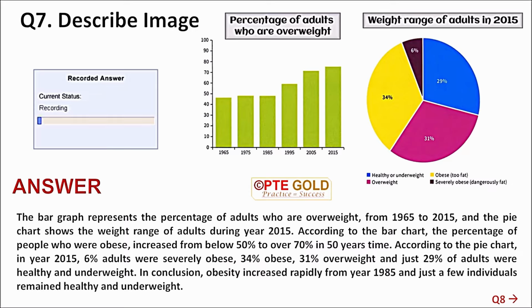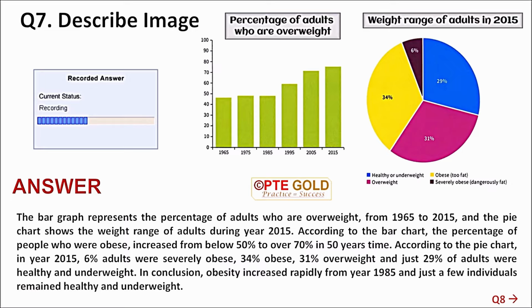The bar graph represents the percentage of adults who are overweight from 1965 to 2015, and the pie chart shows the weight range of adults during year 2015. According to the bar chart, the percentage of people who were obese increased from below 50% to over 70% in 50 years' time.